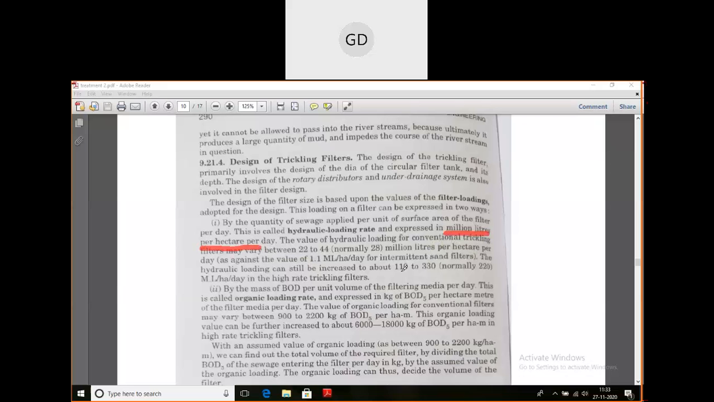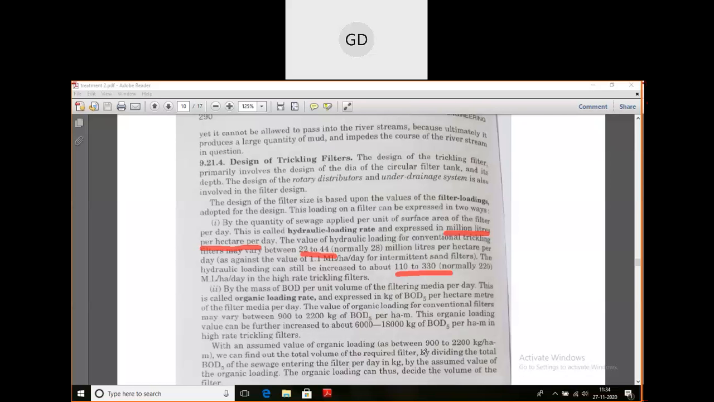Okay, so there are two types of filters we have studied: one is your conventional trickling filter, and the other is your high rate trickling filter. Both will have two different values for your hydraulic loading. The hydraulic loading for the conventional trickling filter ranges between 22 to 44 million liters per hectare per day. For your high rate trickling filter, the value of hydraulic loading ranges between 110 to 330. Normally, if nothing is given, you can assume 28 million liters for the conventional filter, and between 110 to 330 million liters per hectare per day, you can assume 220.